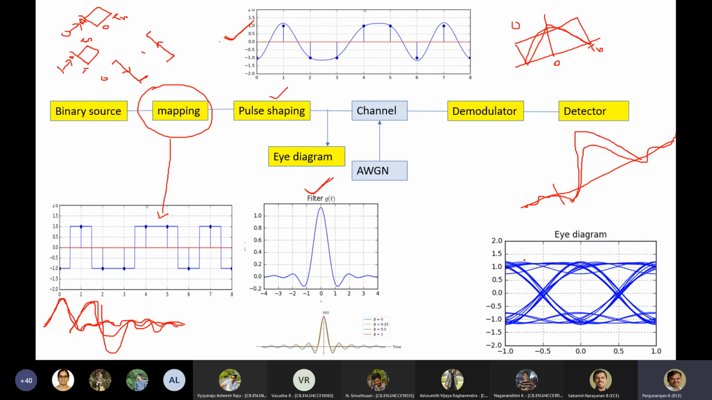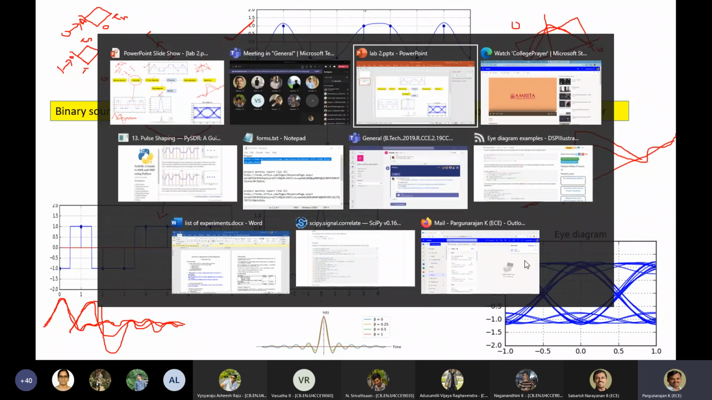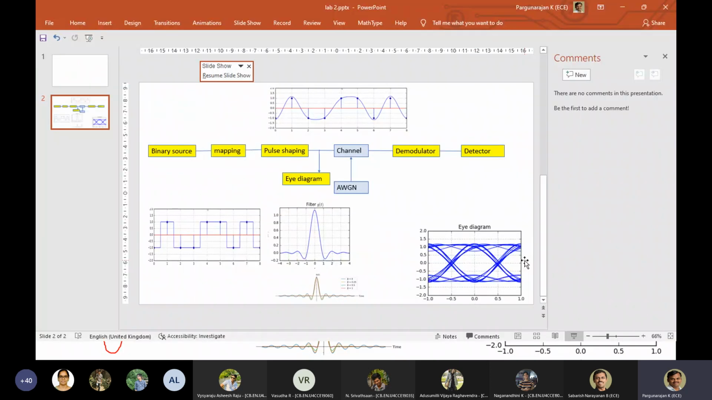This can be done in a CRO. Whatever incoming signal you give on the probe, there will be two vertical plates. In that you are going to apply the sweeping signal. Based on that, instead of continuously plotting the signal, it is going to plot one on another. That is going to give an eye diagram effect. There is an animation given on the website. I will show you.